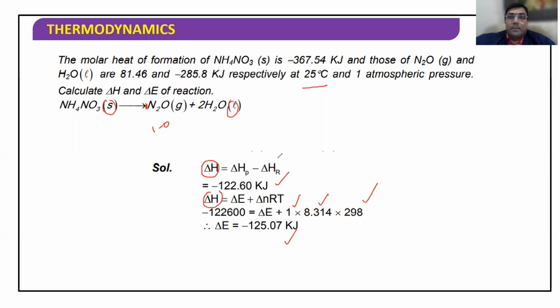Easy. So first what you have to do? You have to basically find delta H, heat of reaction, from products minus reactants. I hope you are clear. Because heat of formations are given, you already know how to find the heat of reaction: heat of products minus heat of reactants. That's what you have to do.